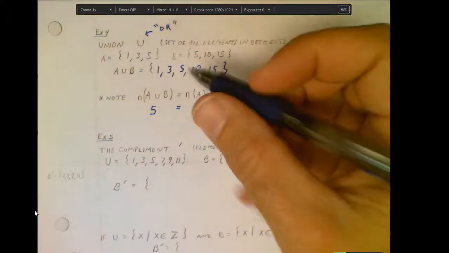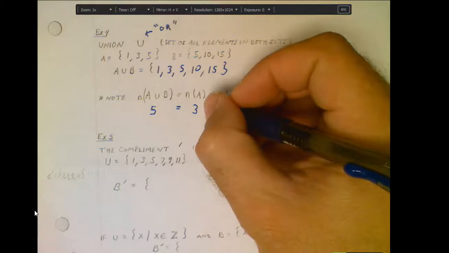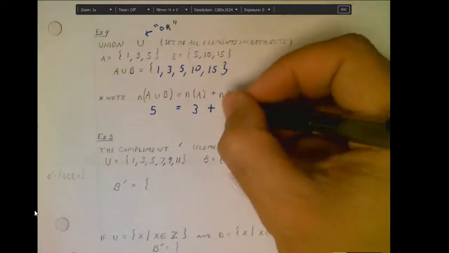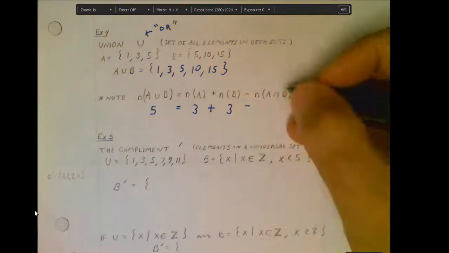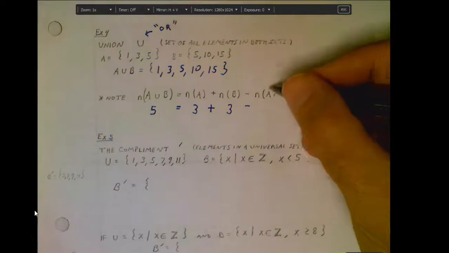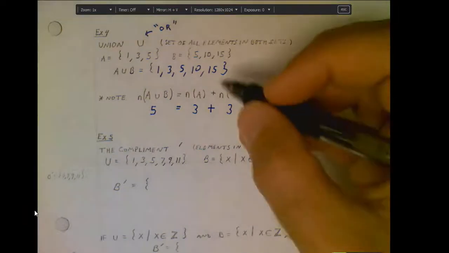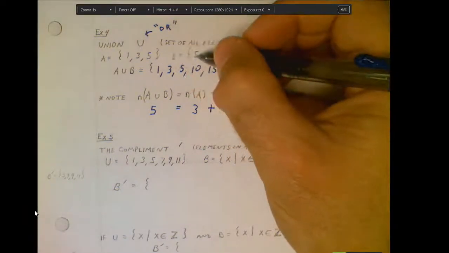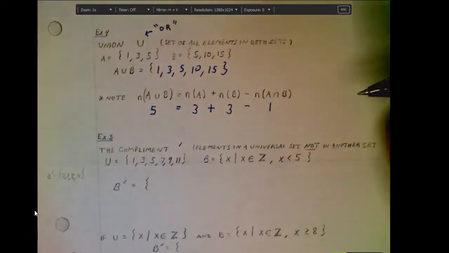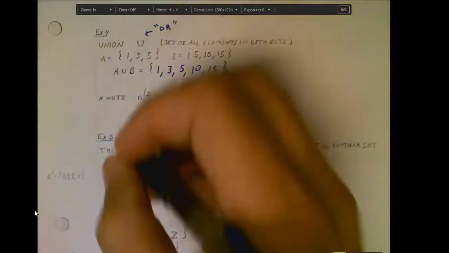So there were 3 elements in set A, plus the number of elements in B. There are 3 elements in set B, minus the number of elements that are in A and B. So the intersection of A and B, you'll notice that there was 1 element that they both had in common. And so notice that that creates our true equation that we have right here.